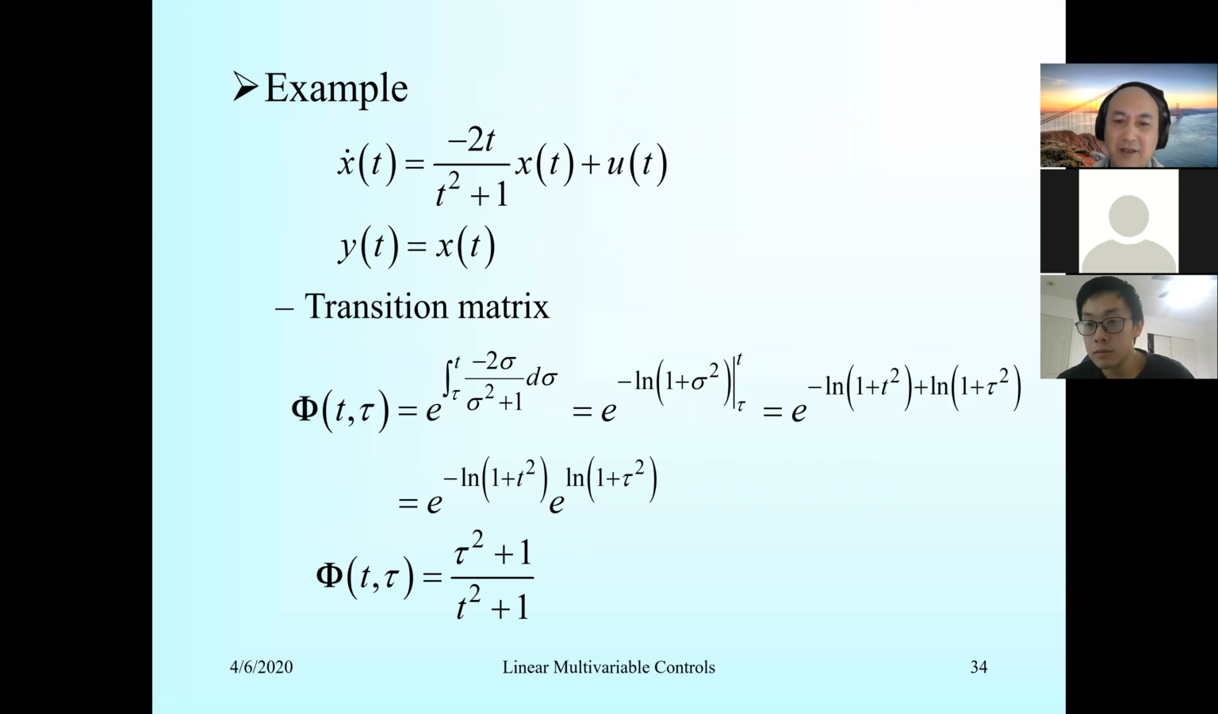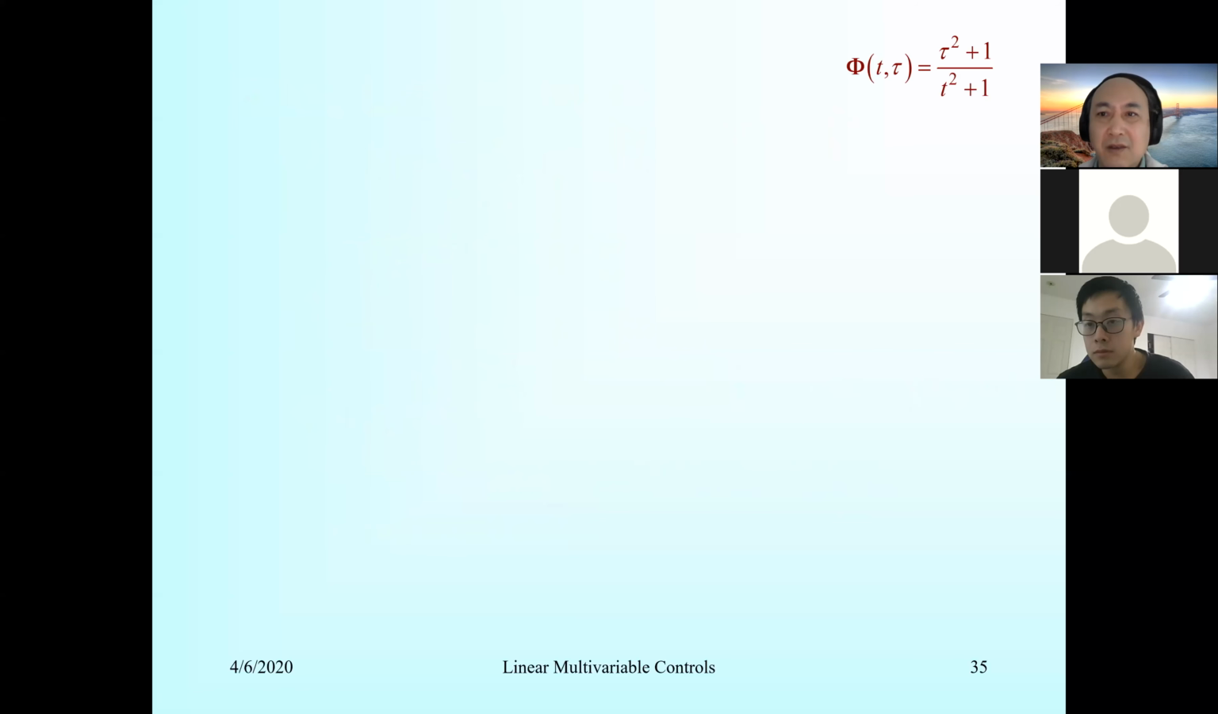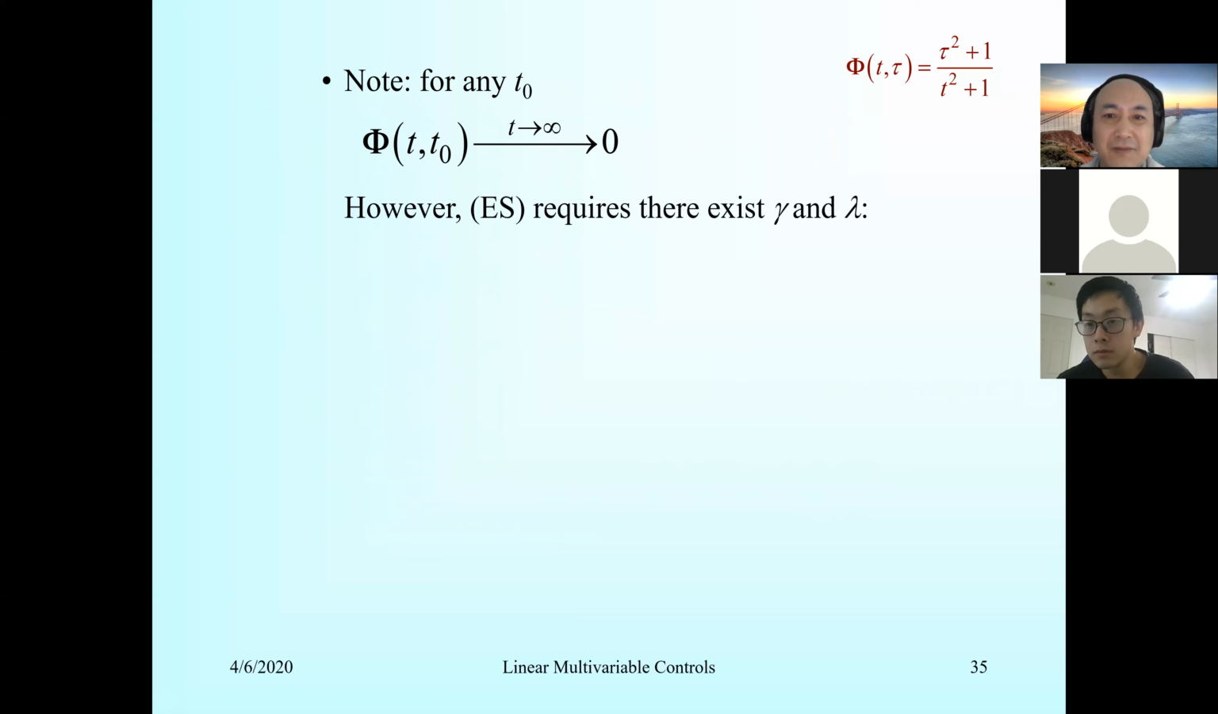So what can we say about this system when t goes to infinity? This is my phi. Let's say for any t0, and t goes to infinity, then this all goes to infinity. So the system is stable. And for exponential stability, we need something with gamma and lambda to bound this one, e to the minus lambda (t minus tau).